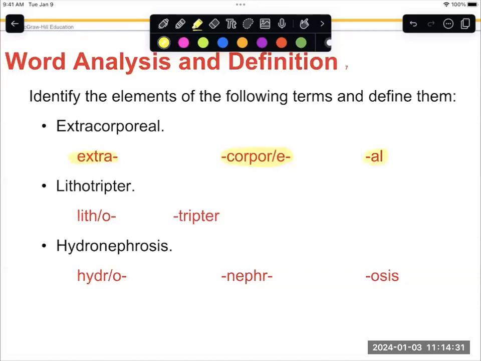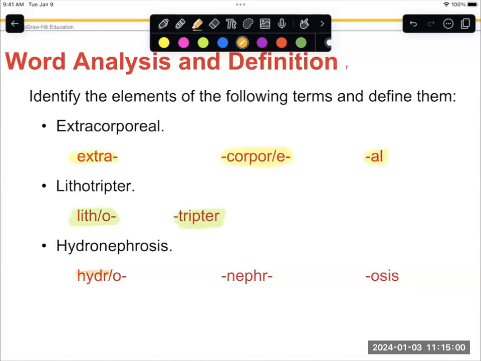Lithotripter. Litho is that combining form. It means stone. Tripter, pressure. So this is that instrument that creates those sound waves that crush those kidney stones into smaller pieces to pass easier.